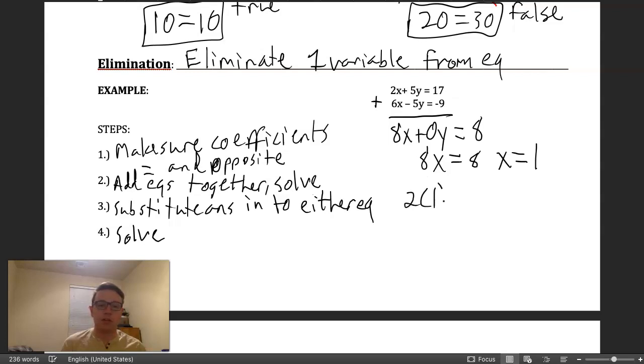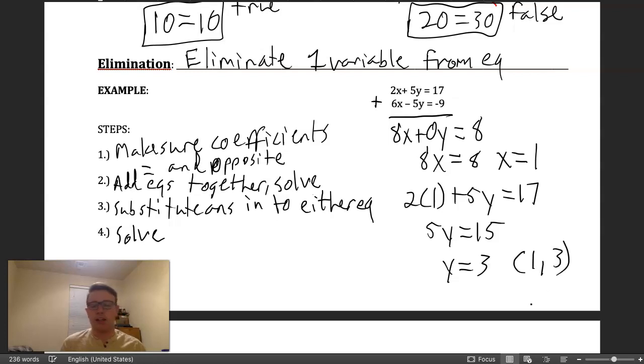We get 2 times 1 plus 5y is equal to 17. Or, if we subtract that over, we'll get 5y is equal to 15. Or y is equal to 3. Meaning that our answer for this is 1, 3. Again, how do we check this? We substitute that in for both equations and make sure it comes out correct.